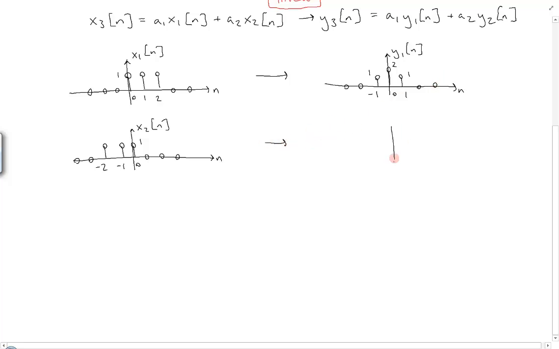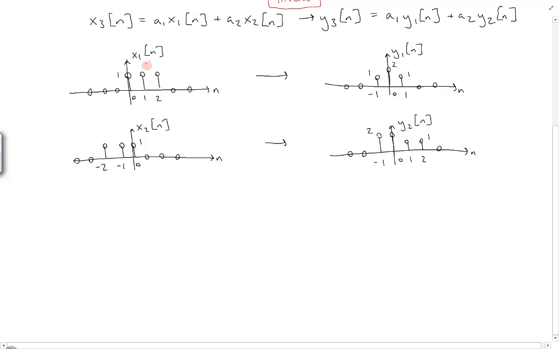And x2 is going to bring about y2, which again I'm making up, and it's going to be defined at -1, 0, 1, and 2, with amplitudes of 2 and 1. And of course, zeros beyond.